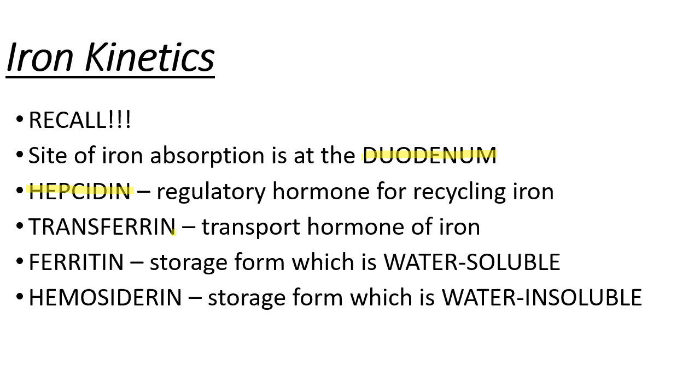Transferrin naman is your transport hormone for your iron. And ang storage form naman comes with two forms. Water-soluble yung ferritin. Water-insoluble naman si hemosiderin. Okay? So, ito ang nag-accumulate if ever nagkaroon tayo ng iron overload.